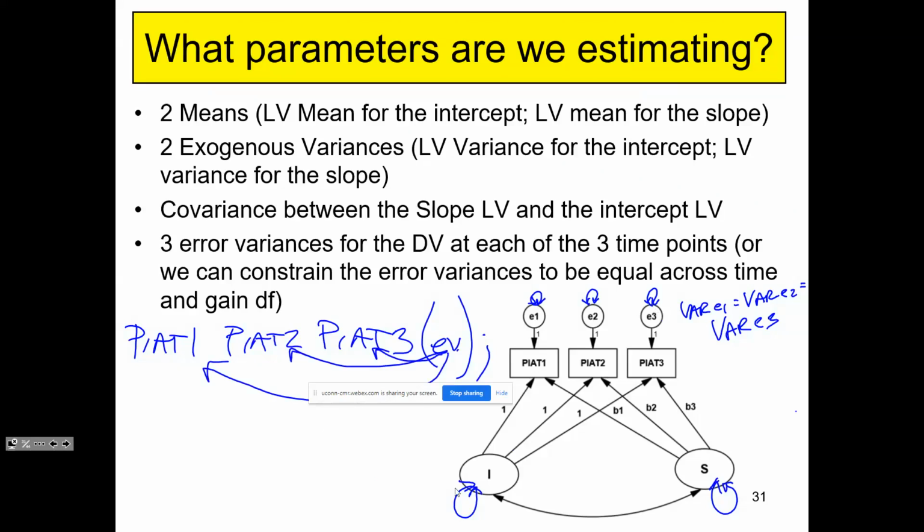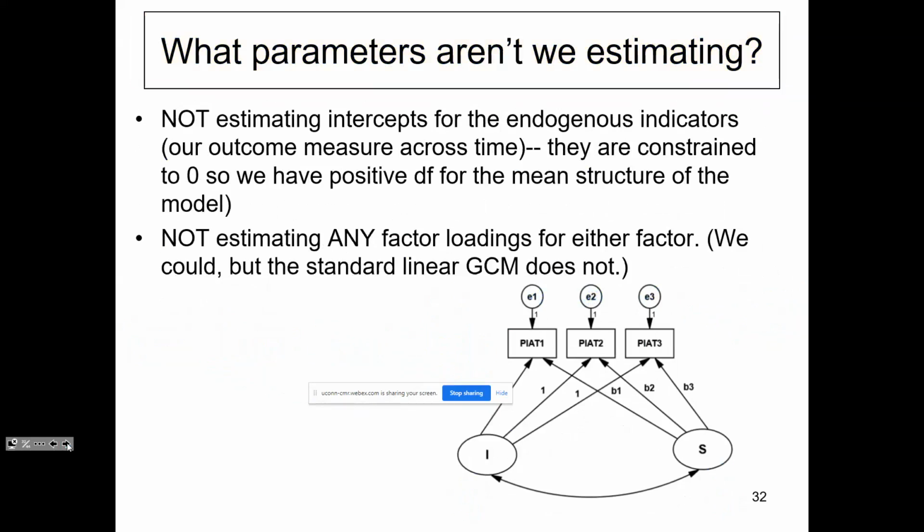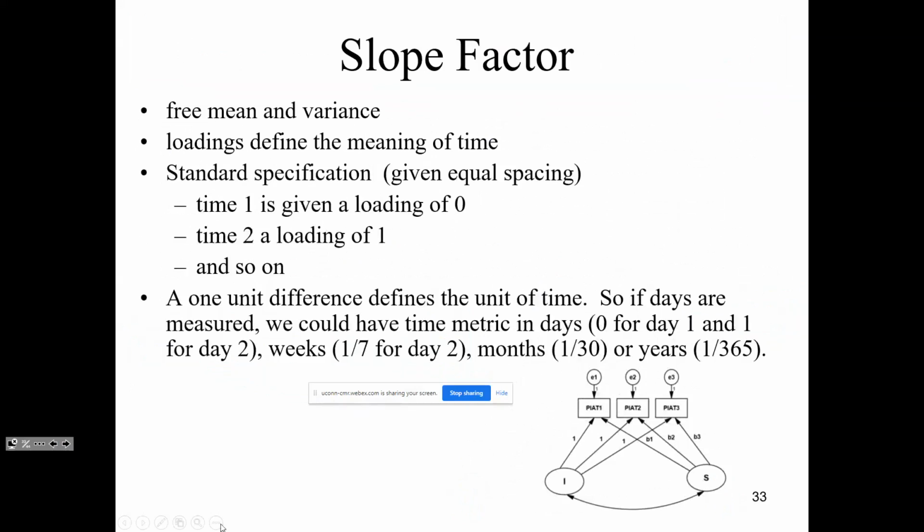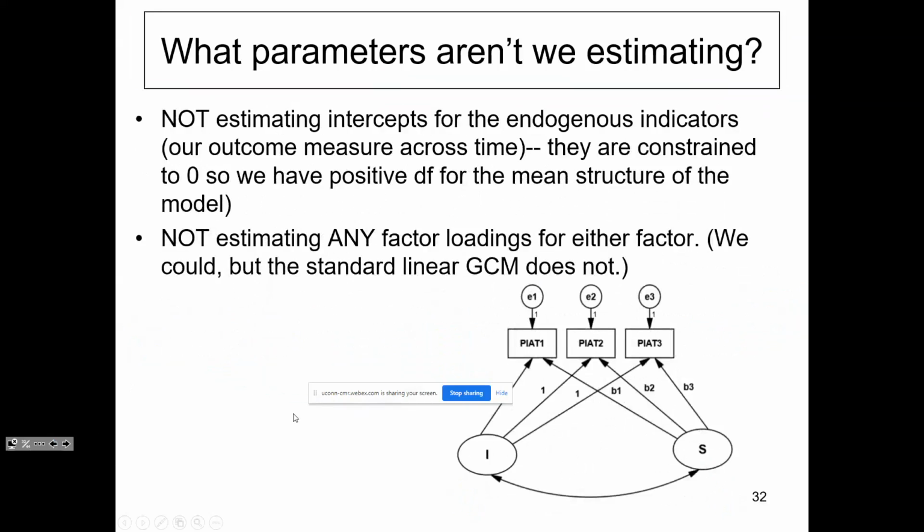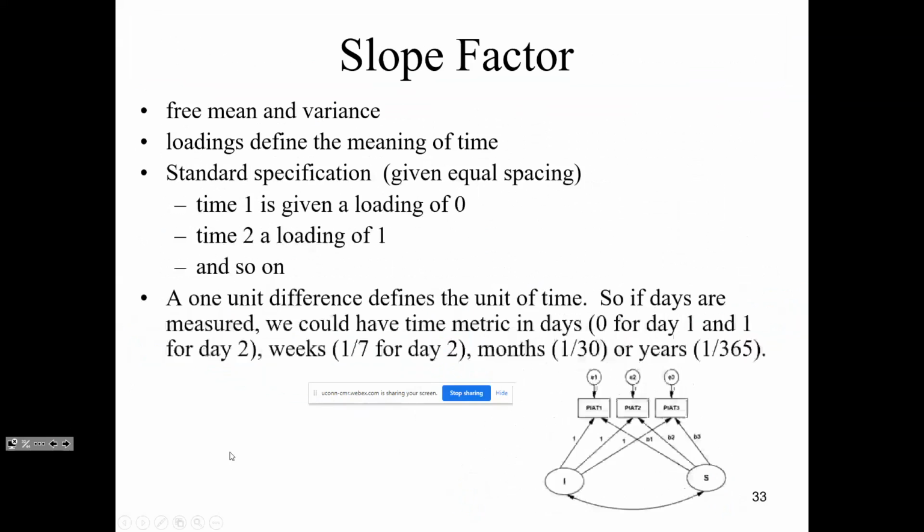We're not using that code right now, but we will. I think I've got to get through this. I'll show it to you both ways. But the baseline usually allows them to freely vary. As I said, we're not estimating intercepts for those endogenous indicators. They're all constrained to be 0. And we're not estimating any factor loadings for either factor in the standard latent growth curve model.